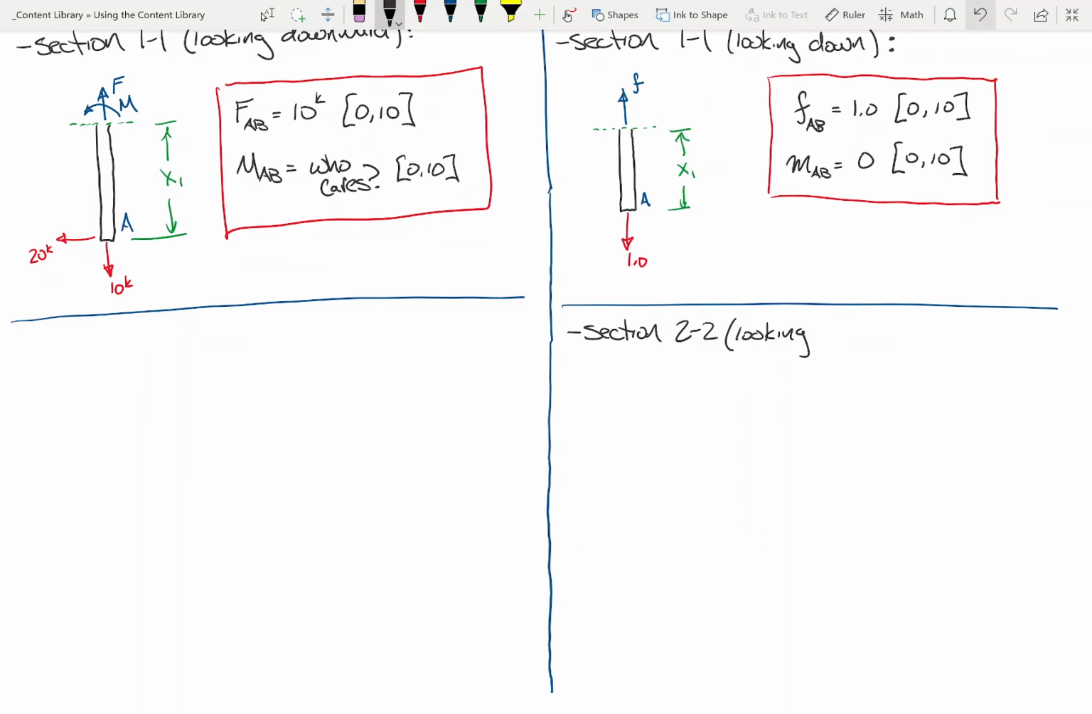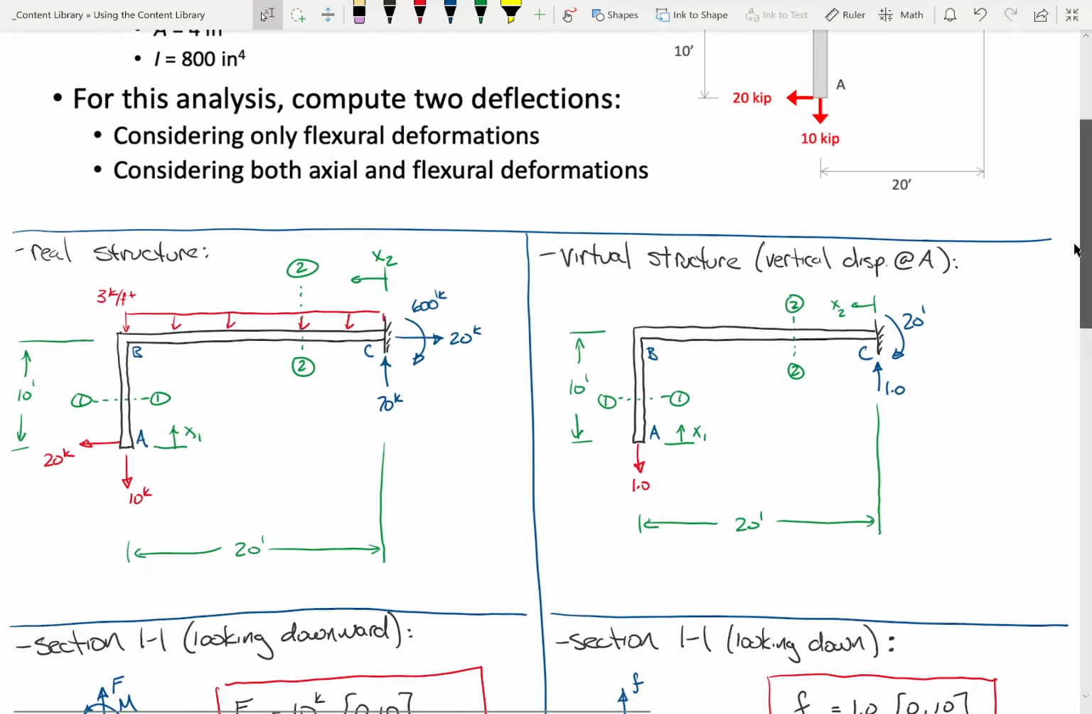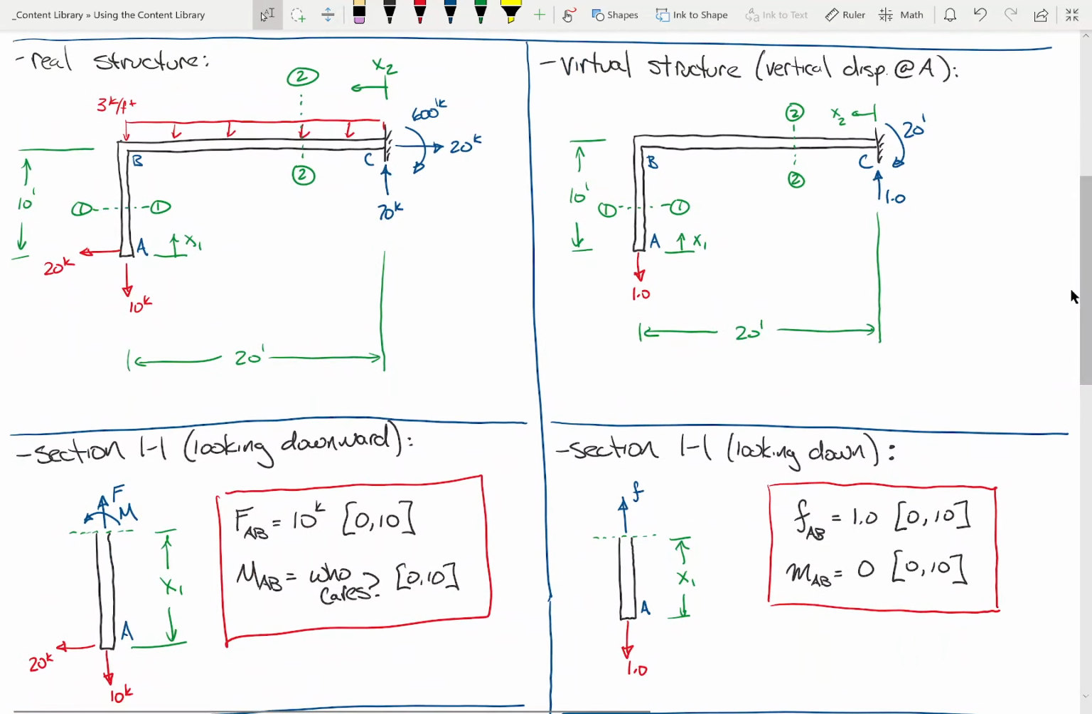So let's do section 2-2. We're going to look to the right. And we're going to do the same thing over here. If you'll permit me, in the absence of having to do all this scrolling up and down, which I know everybody loves, I'll look up here once and then I'll just start drawing. So what I'm going to be doing is drawing this free body diagram and this free body diagram. On the virtual structure, all I have are the reactions. For the real structure, I've got the reactions, but I've also got this distributed load.